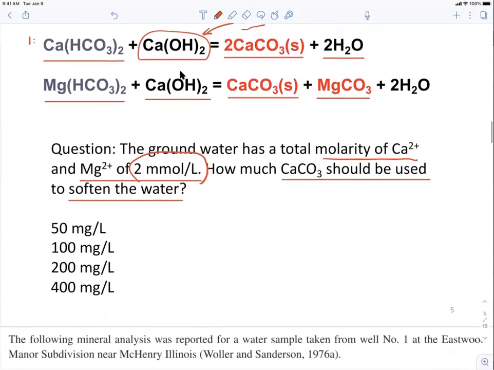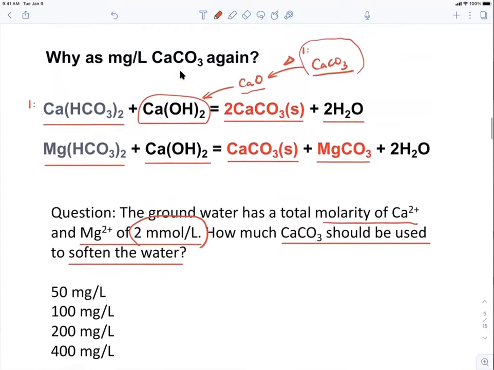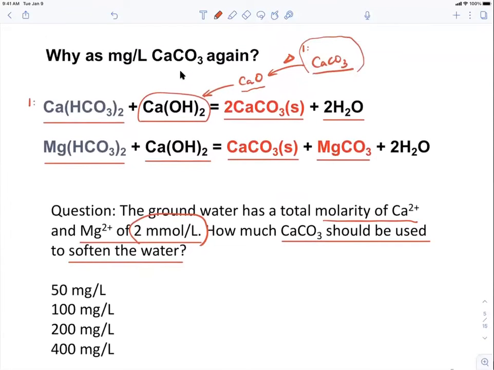Okay, so as we mentioned, the calcium ions are reacting with the calcium hydroxide at a 1-to-1 ratio, right? So basically, it's reacting with the calcium carbonate at a 1-to-1 ratio. And then the same for the magnesium. Okay, so to make this reaction happen, we need to have a 1-to-1 ratio of the calcium or magnesium ions with the calcium carbonate, right?